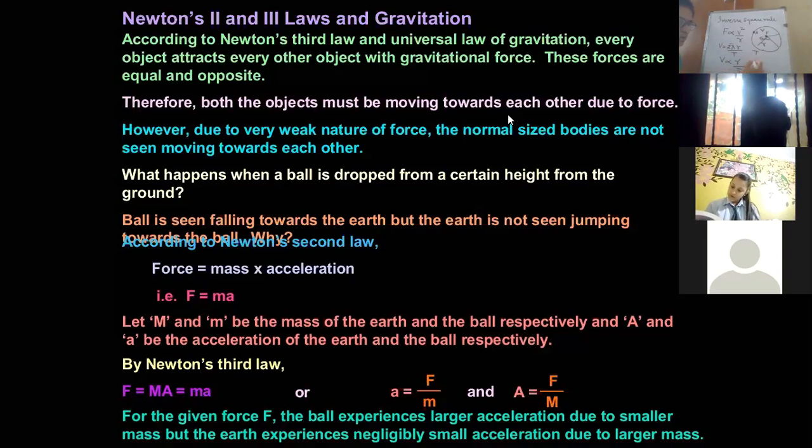Now squaring both the sides. Our value will be v square is directly proportional to r square upon t square. Am I right? This is how it will work. Squaring both the sides, you will get v square is directly proportional to r square upon t square.